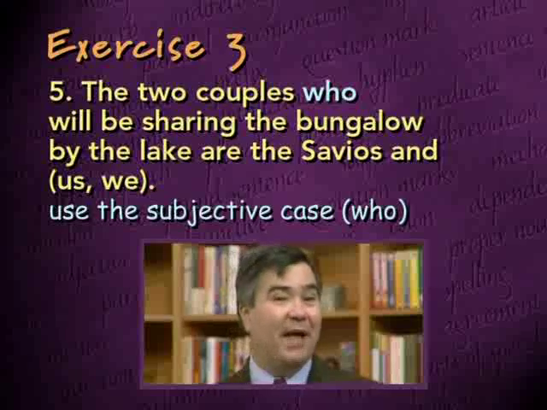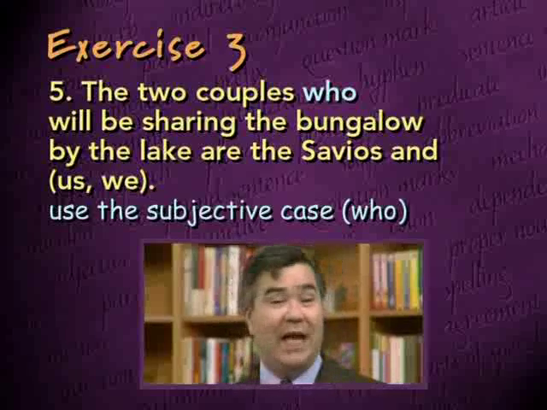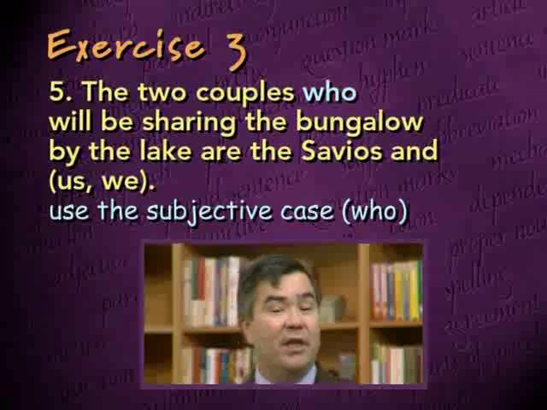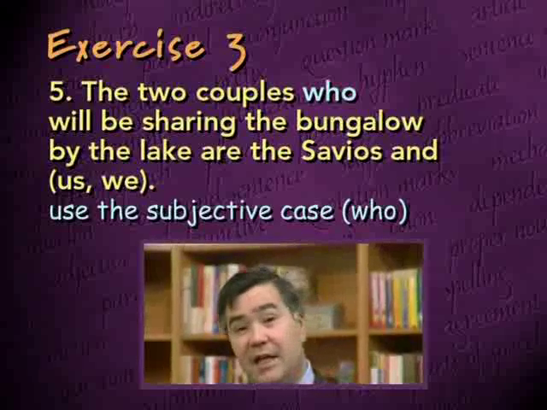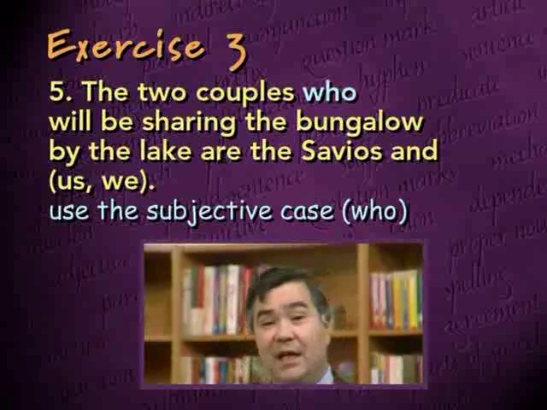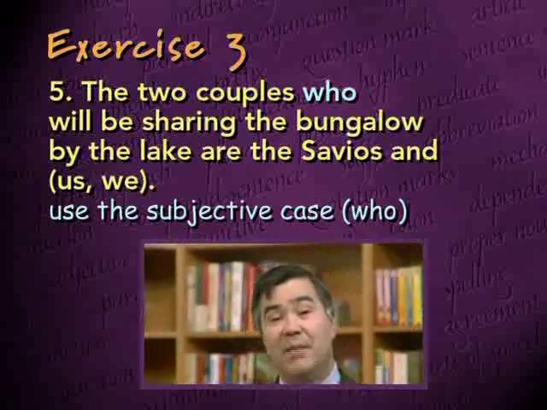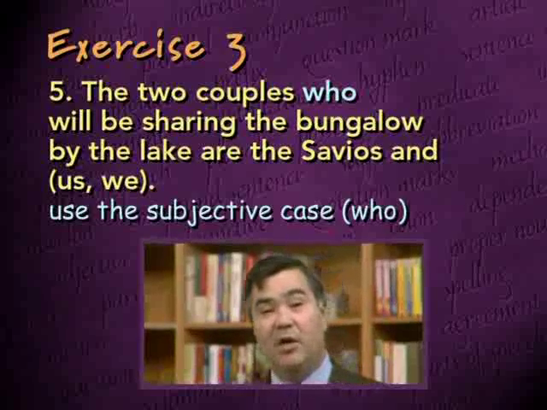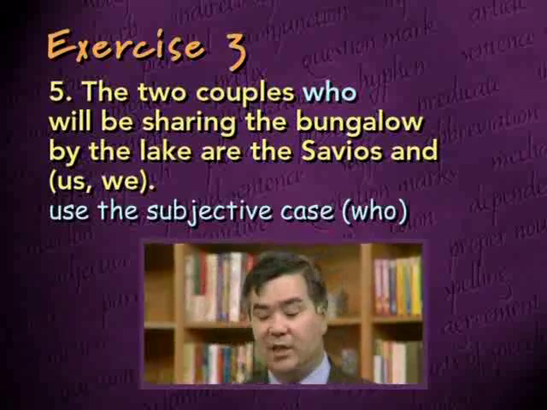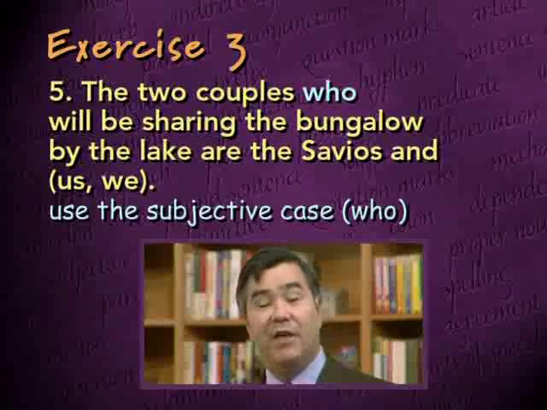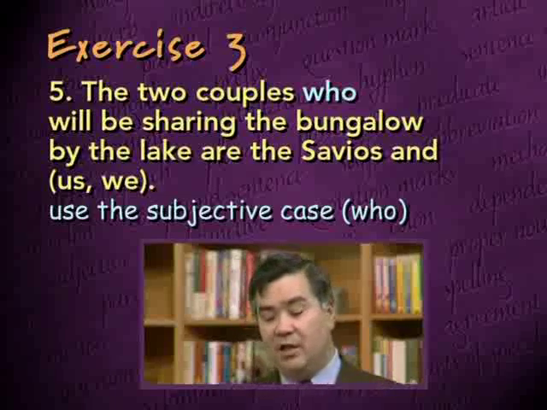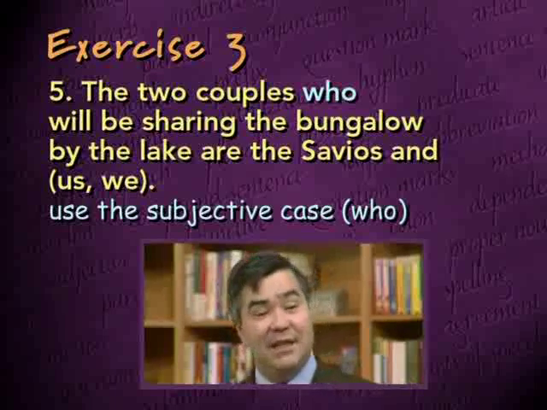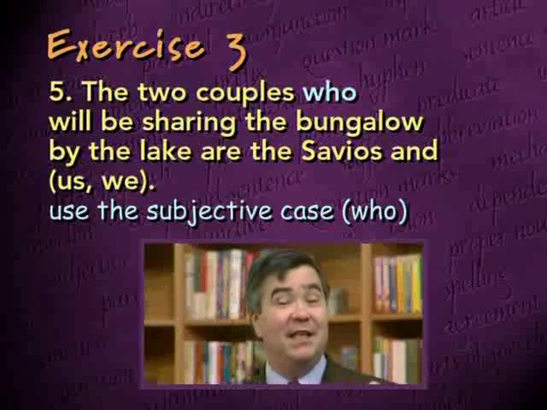Well, we have a compound situation here. It's the Savios and us or we, which may complicate this a bit. But remember, what we really need to figure out is whether this is a subject or an object. Now, remember that when you have a verb of being, what follows may be a subject complement. And that's what we have in this case. The verb of being is the verb are. And the sentence as a whole is saying that the two couples, blah, blah, blah, are the Savios and us or we. So the two couples, that's the subject of the independent clause. Are is the verb, and the Savios and us or we is the subject complement.